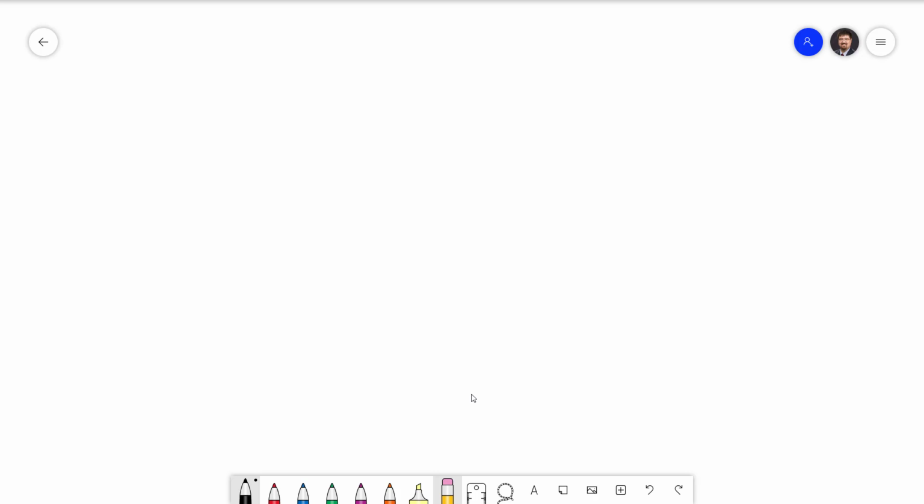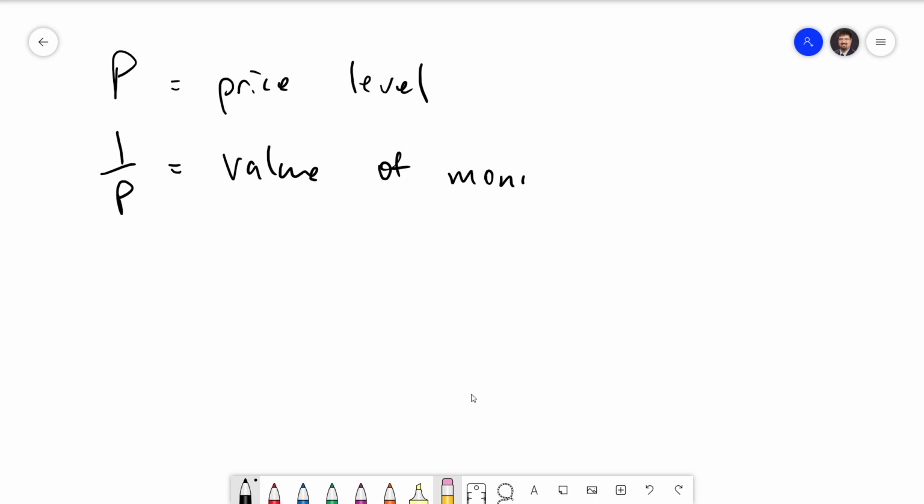To get a little bit of notation out of the way first, we're going to use capital P to denote the price level in an economy. This could be measured by either the GDP deflator or the CPI. P tells us the overall price of goods and services in terms of money in an economy. If we invert that to 1 over P, we can think of this as the value of money. The higher the price level, the lower the value of money. If P is the price of a basket of goods in terms of dollars, 1 over P is the value of money in terms of goods.